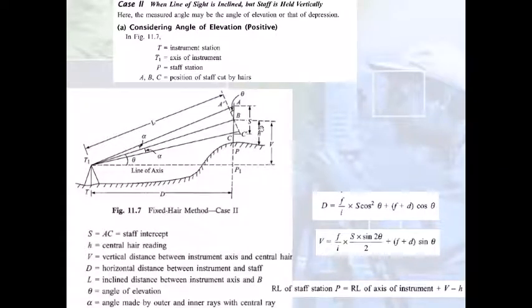Now h is like before the foresight that we have done a lot of times. The difference is that in this case the line of sight is inclined, and whatever the middle hair gives you as the reading over here at the point B, that reading is your foresight, and that is actually h. So this is how you can calculate the reduced level of the leveling staff station.